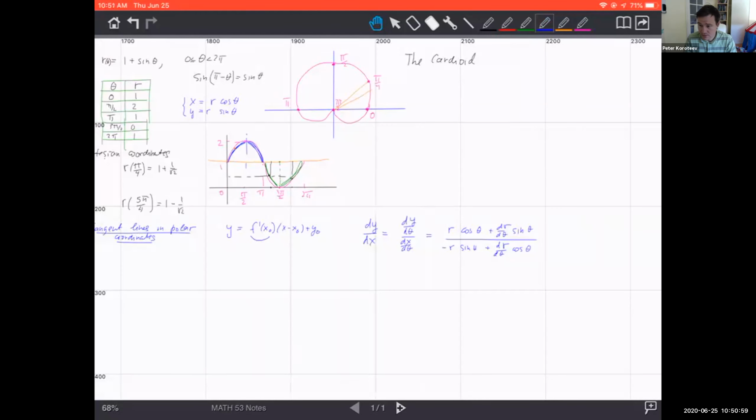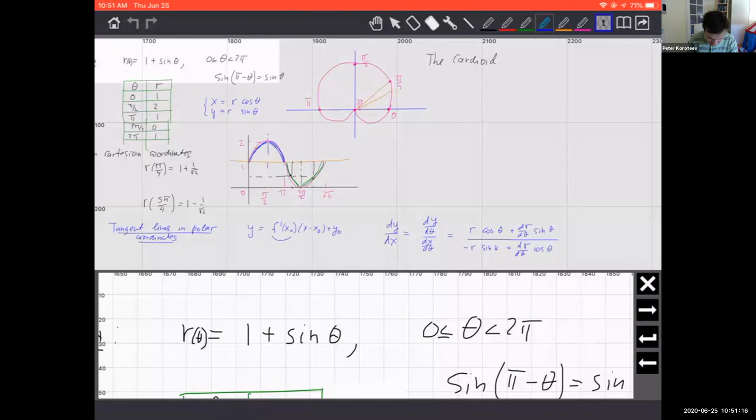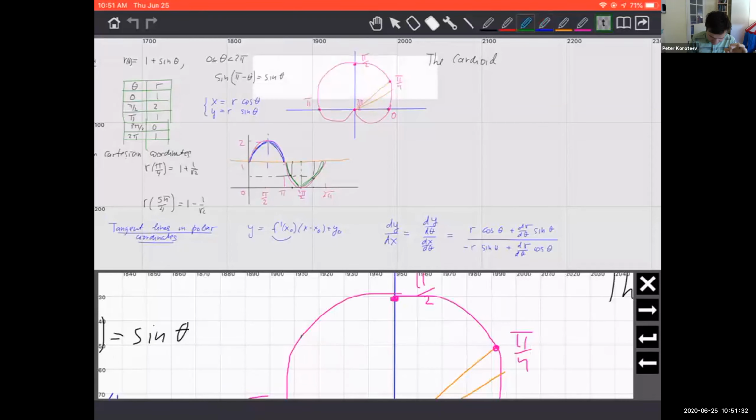Why are we treating r like a variable and not like a constant? Well, when you have a curve in polar coordinates like this one, it's a set of points that is given by this equation, like r of theta equals 1 plus sine theta. So there's a functional dependence between r and theta, and this functional dependence determines the position of these points. So what we're trying to do is find a point on that curve and find the tangent line to that curve.